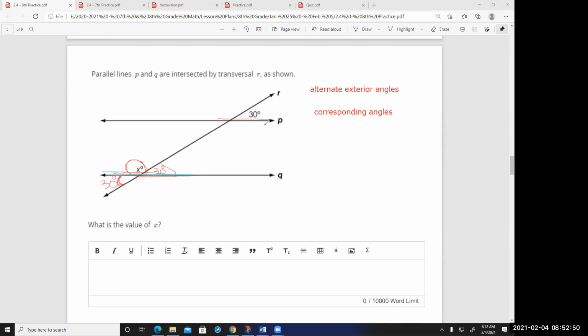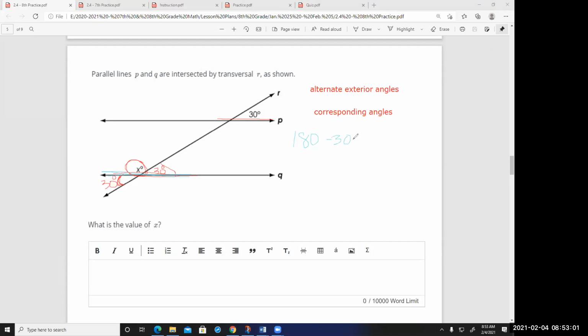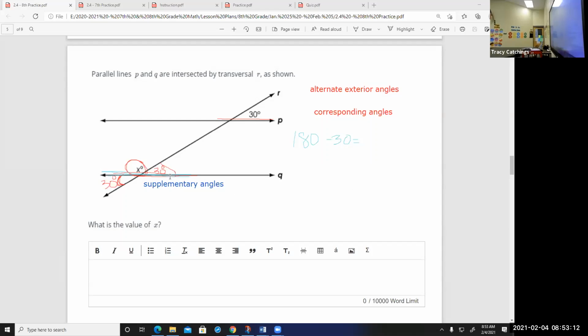Subtract 30 from 180. Why are you subtracting, Brian? Because x and 30 are supposed to equal 180, but all we know is 30, so we can subtract 30 from 180 to figure out what x is. Good job. They're supplementary angles. They make a straight line, so we know that we can subtract from 180. So 180 minus 30 will give us, so that means x is 150 degrees. You have several vocabulary words you can use to help you explain it.